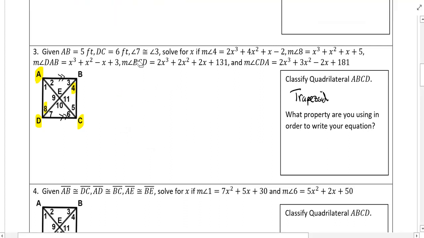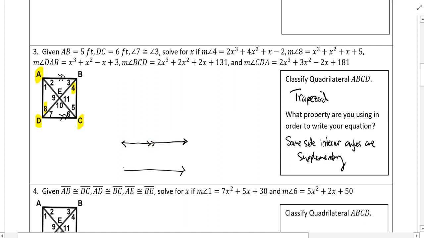So I'm going to write that property down. Same side interior angles are supplementary. And what do I mean by same side? If you have two parallel lines cut by a transversal, angle 1 here and angle 2 here in my picture would be same side interior, and that's what we're dealing with. Those are going to be supplementary.